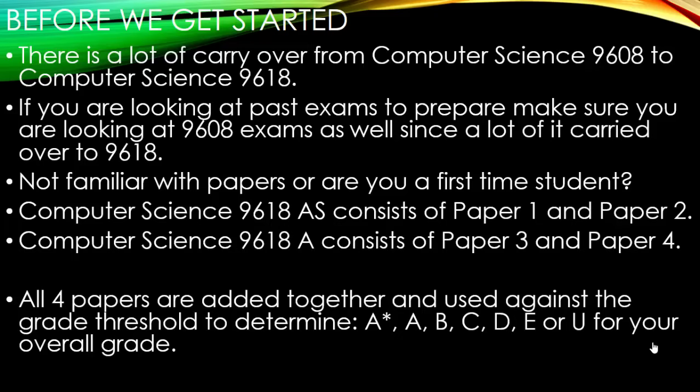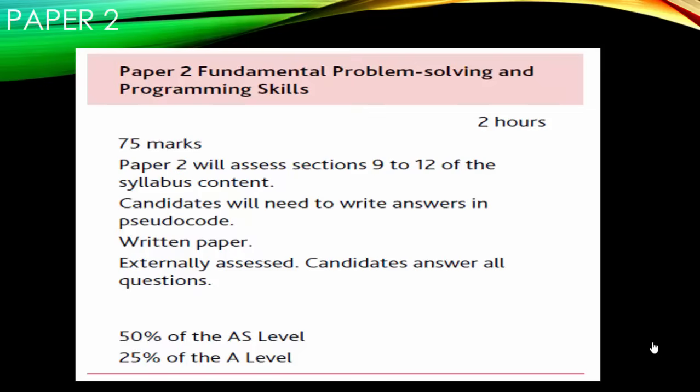Let's take a look at what we need to know for Paper 2, and this is straight from the syllabus. It's fundamental problem solving and programming skills. Problem solving is probably the most important skill you can have coming into the exam because you have no idea what algorithm they're going to ask you to do. So problem solving is your number one skill that you must come in with.